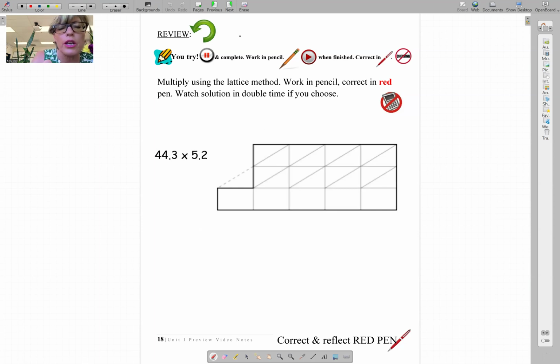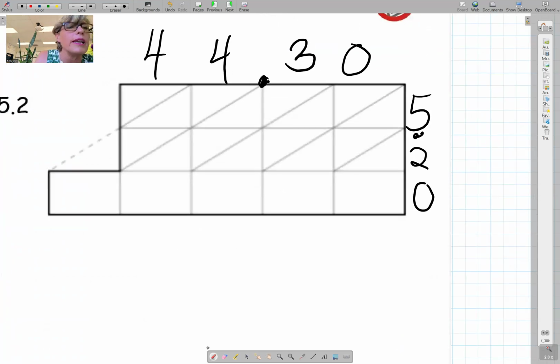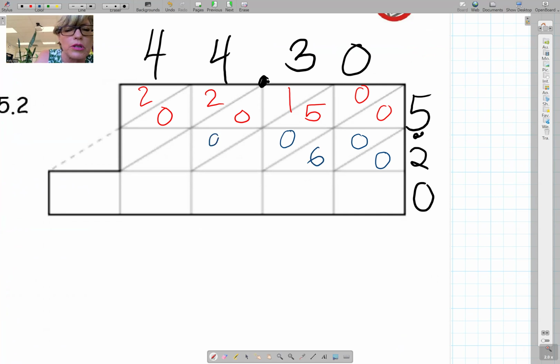All right, so we had here 44.30 and 5.20. Had to add the zeros here. And then we multiply straight across. 0 times 5, 0, 0, 15, 20, and 20 again. And 0 times 2 is 0, 0, 0, 6, 0, 8, 0, 8. And this is 0 all the way across. 0. Obviously.